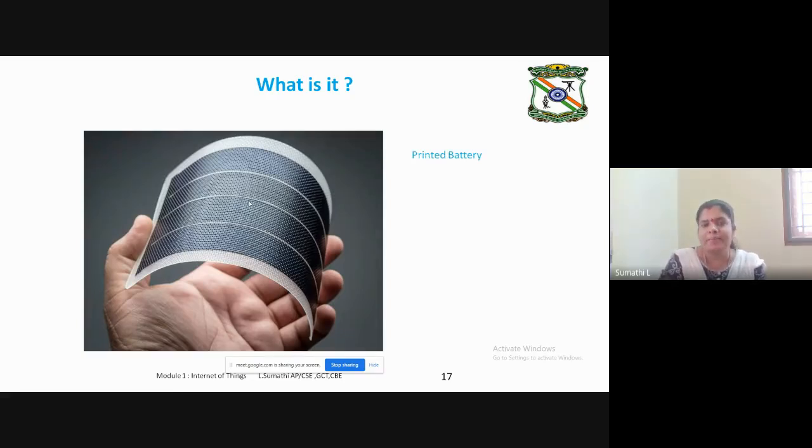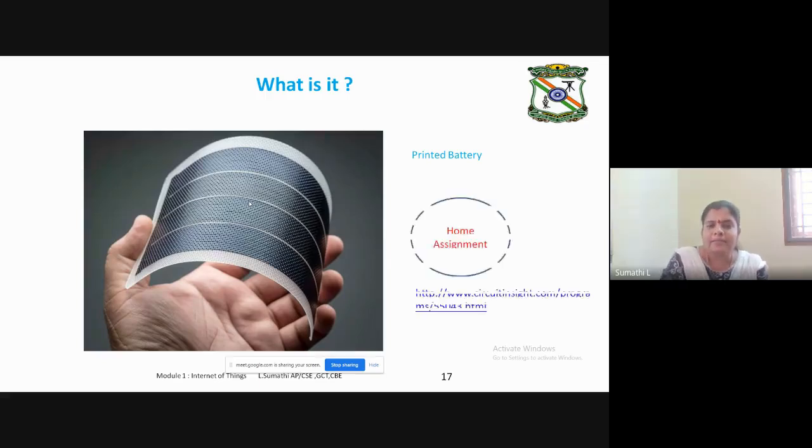I want you people to have a read. You don't need to get into much depth. You just have a read on this website, because they have given some basics about the first printed battery, right? You have it as a home assignment to appreciate why you need such kinds of batteries and how they support your IoT devices.